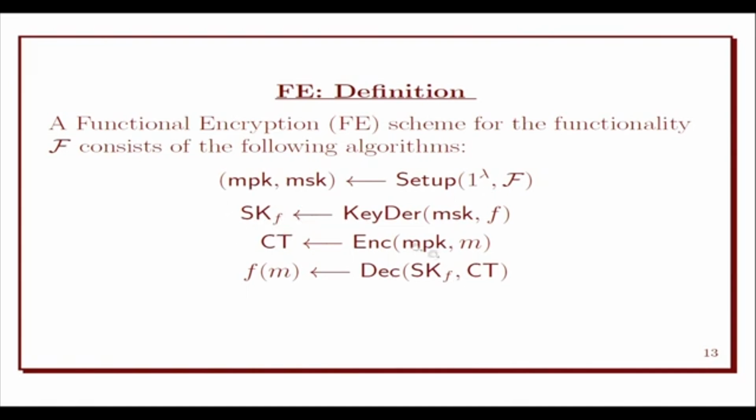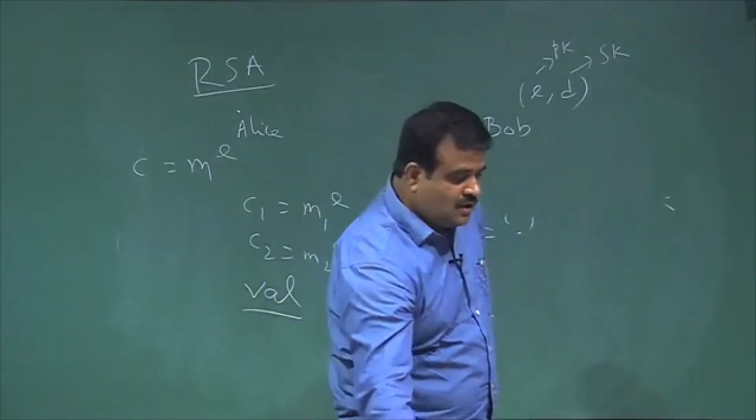Okay. And this is the ciphertext or ciphertext header. The ciphertext is the encryption of the plaintext using the master public key. Now, this is the eval operation. If this is satisfied, this decryption is true, then we will be able to get f of m. So, this is the more general structure of functional encryption.